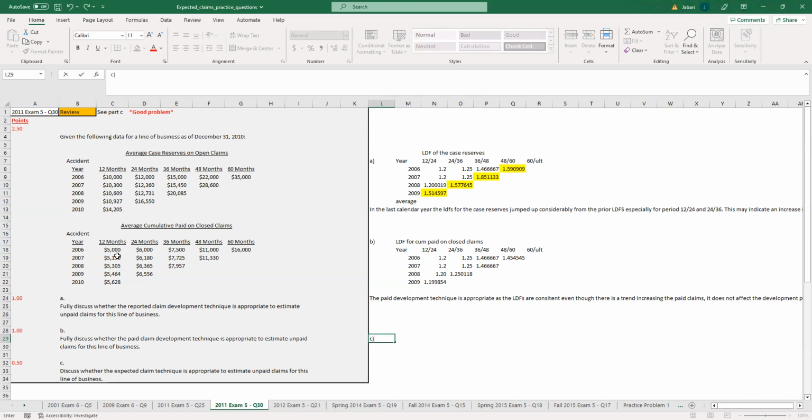Discuss whether the expected claims technique is appropriate to estimate unpaid claims for this line of business. So the expected claims technique just uses a priori estimate of the ECR, expected claims ratio, and applies it to premium or an exposure base. In this case, we do see that the claims are increasing. So as long as the premium increases along with the claims, it should give us the same estimate.